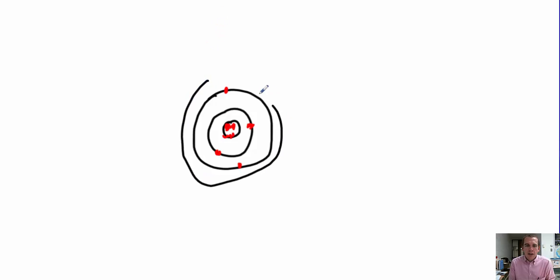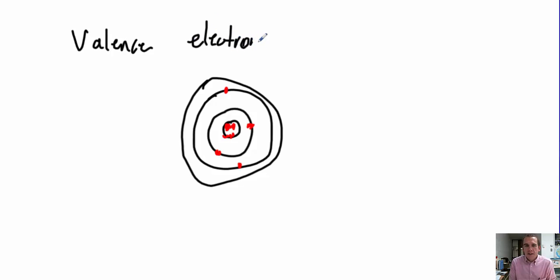But if the inner energy level is surrounded by the next energy level, then these two electrons in here aren't really going to be able to form any bonds because they're blocked by this outer energy level here. And so in chemical reactions we're only really concerned about the outer energy level and the electrons on it. Those electrons get their own name. Those are called valence electrons. So valence electrons are electrons in the outer level.